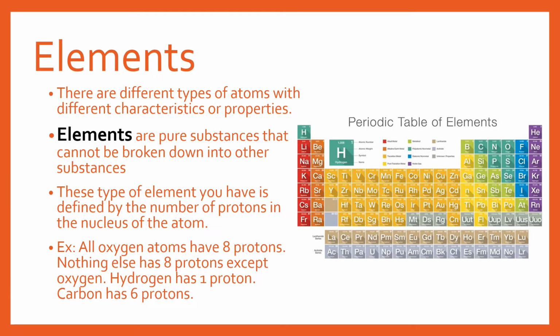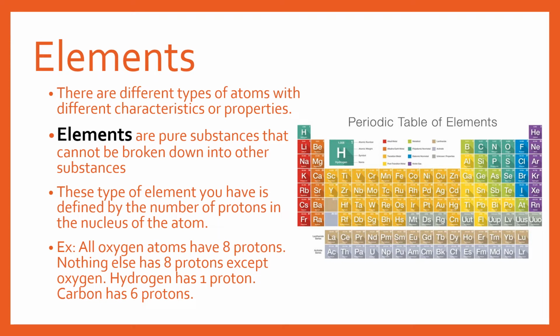So all of these different types of atoms have their own special characteristics and properties, and we call those elements. Elements are just pure substances that can't be broken down into any other kind of substance. They are in their pure original form. They are the things that will mix with other elements to make different materials, and we'll talk about that in the next slide.